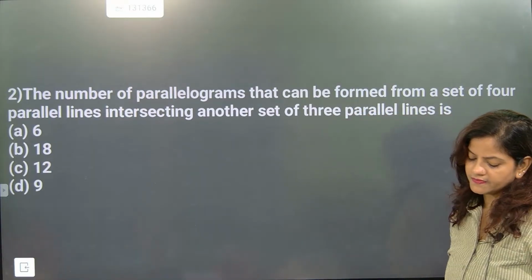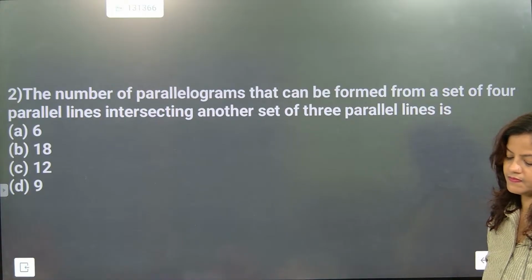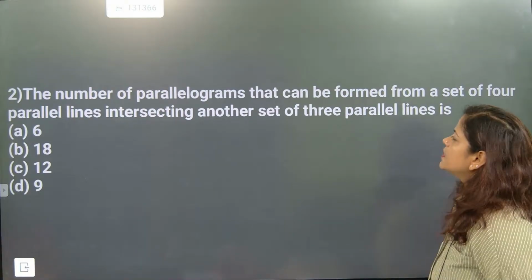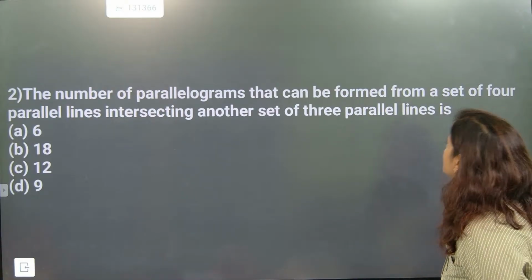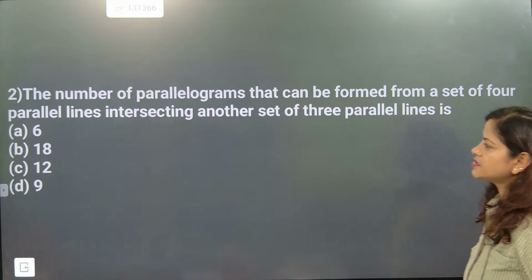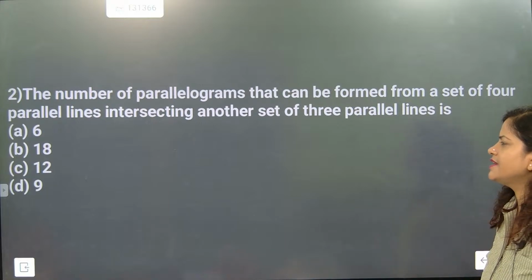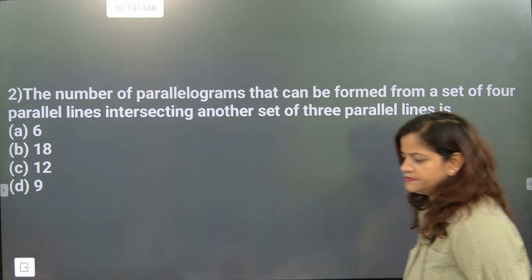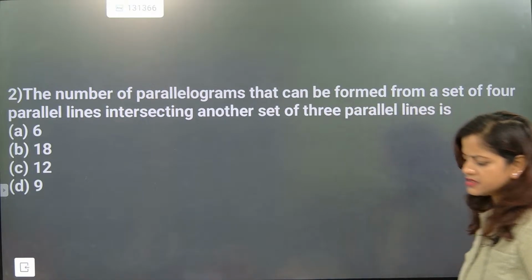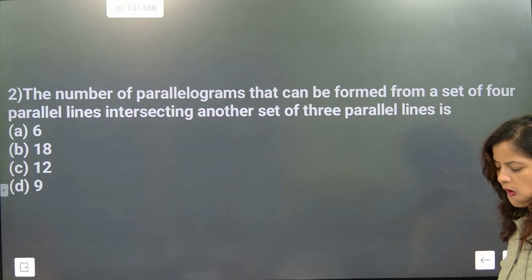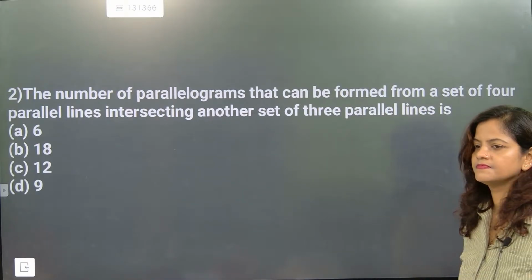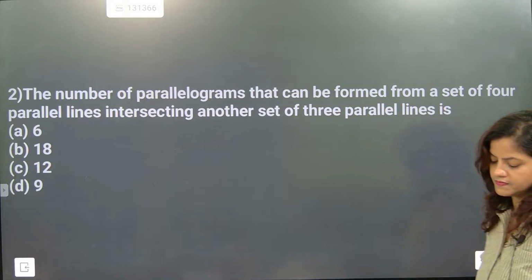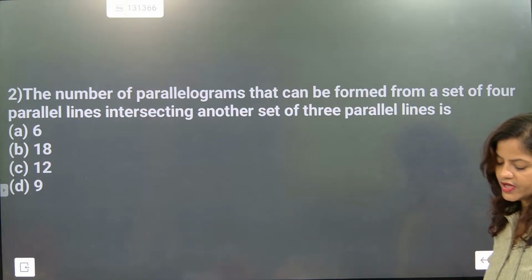Solve this question, please. The number of parallelograms that can be formed from a set of four parallel lines intersecting another set of three parallel lines. What can be the answer? Come on. Answer the question, beta. How many parallelograms can we make?